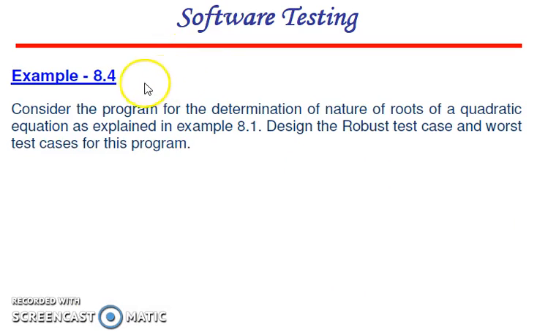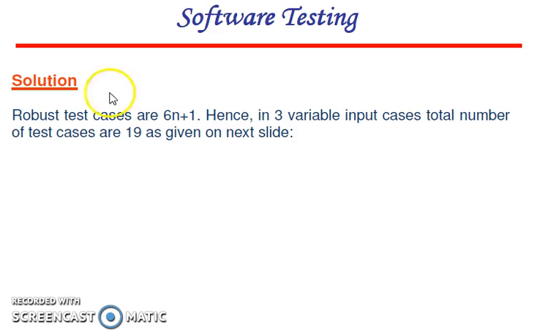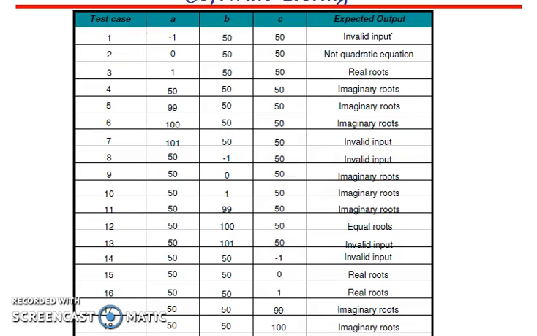Next, consider the example of determining the nature of roots of a quadratic equation. The same example we took in boundary value analysis. Now robustness test cases will be 6n plus 1, that means we have 19 test cases. It will be like this. We have A, B and C. We have extended one more value at the left, right, bottom and top side as compared to boundary value analysis. So we will have 19 test cases.